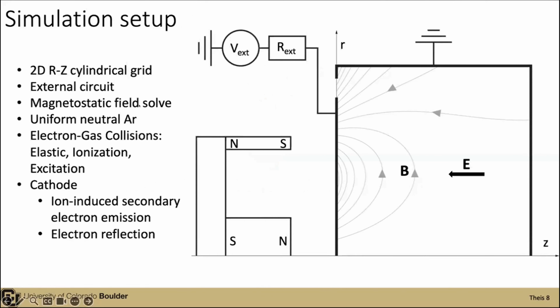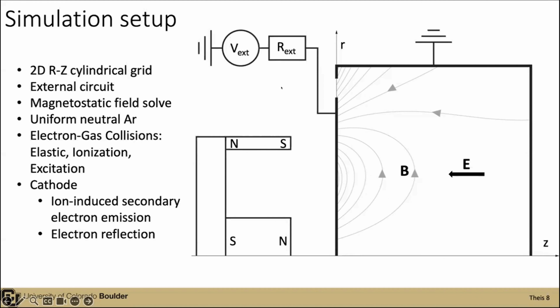And so here's the simulation setup to simulate these magnetron discharges. I'm simulating a 2D RZ cylindrical geometry. And so now the Z symmetry axis is horizontal, and then we have the radial direction going vertically. Everything inside this box is the domain that I'm simulating. And so you can see that I have a magnetic field. That's generated by a magnetostatic field solve. Before my simulation, I solve for this field, and then that's a constant throughout.